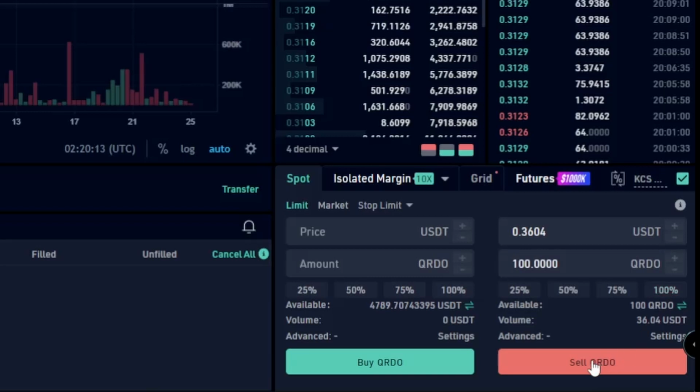I'm going to click 100%, and it's telling me that if I sell 100% of my available Credo at 3604, the amount of profit or the amount of money that I would get back would be $36.04. I'm going to go ahead and click sell QRDO. And now I'm going to move my head out of the way really quick.